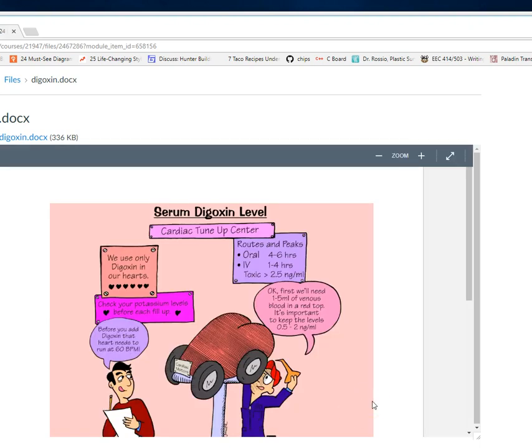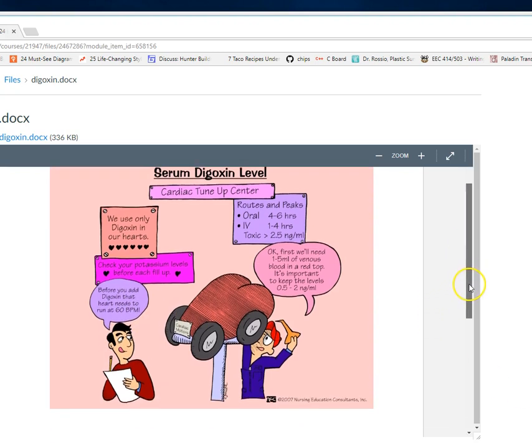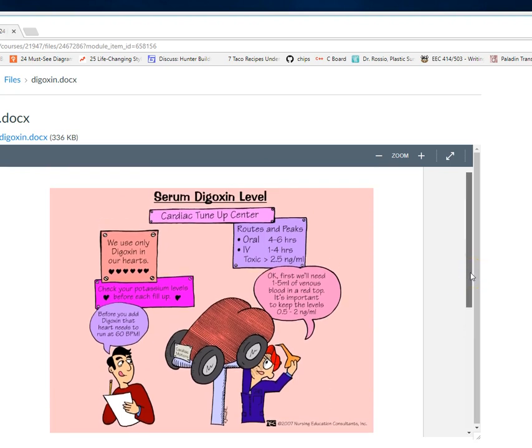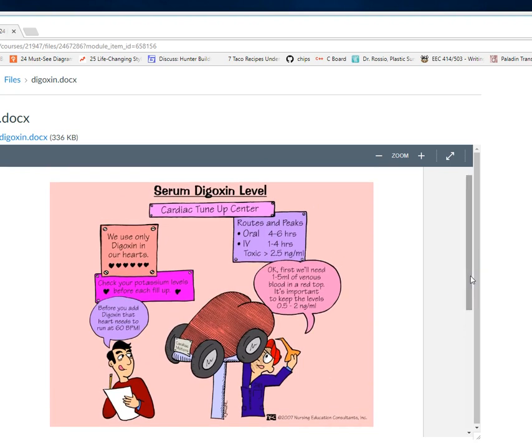Here again, here's a little cartoon, serum digoxin level I talked about, routes and peaks. We can give digoxin orally or IV. Obviously, as I said before, it's very important to monitor potassium levels, which we do anyways. And it says before you give digoxin that the heart needs to be running at least 60 beats per minute. That's what I was talking about, because it really does affect heart rate more than blood pressure. So you do want to assess that heart rate, okay? So that is your little cartoon on digoxin.